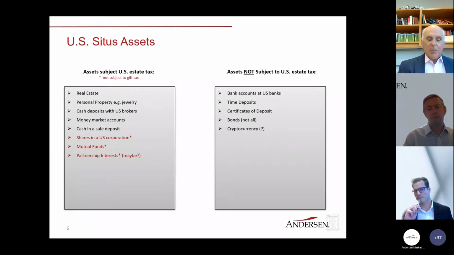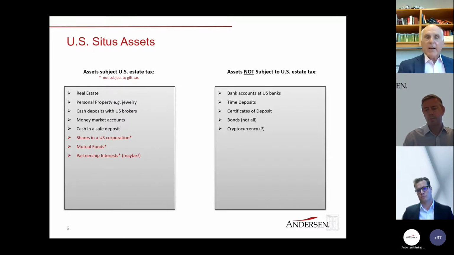Cash deposits with U.S. brokers or money market accounts are taxable, whereas bank accounts in U.S. banks are not. Cash is taxable if you're keeping actual currency or gold in the U.S., whereas intangible transfers outside the U.S. are generally not.